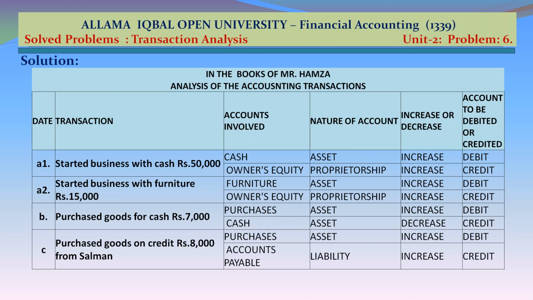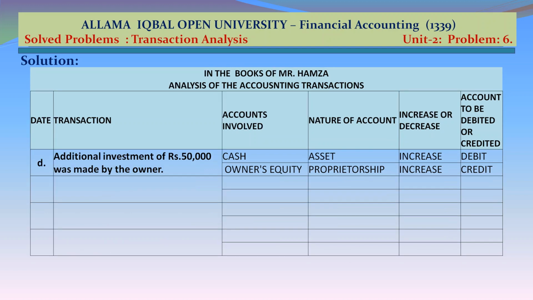C. Purchased goods on credit 8,000 from Salman. Accounts involved are purchases account and accounts payable account. Purchases is an asset, accounts payable is a liability. Purchase asset account will increase, liability account also will increase. Debit purchases account, credit accounts payable.